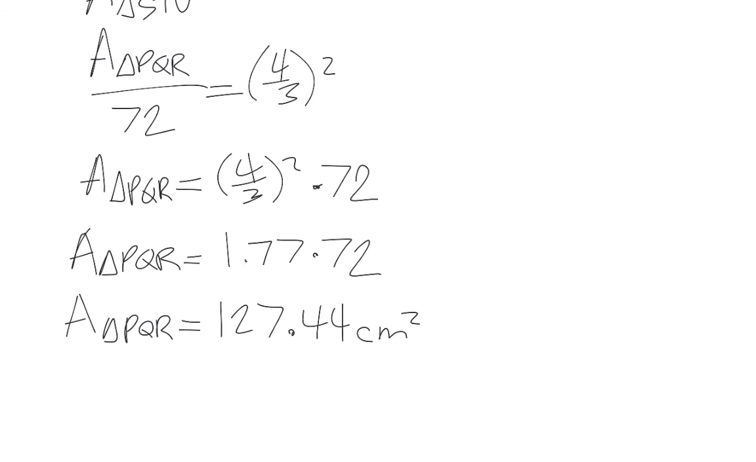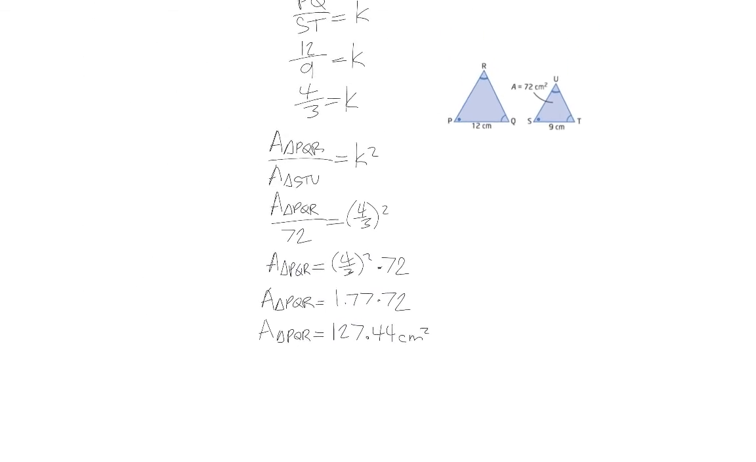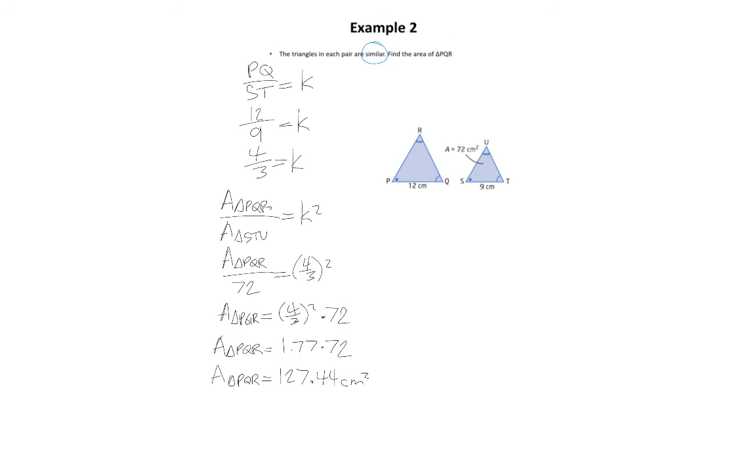So if you got an area that was smaller, that should be a little bit concerning. That probably means you made a mistake somewhere. So as you can see, that is how you relate the areas of two similar triangles.